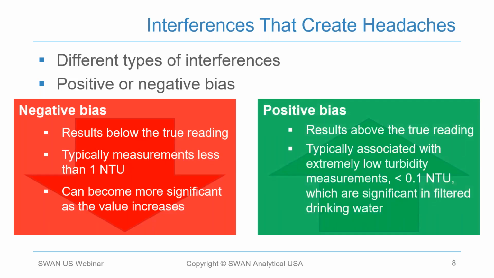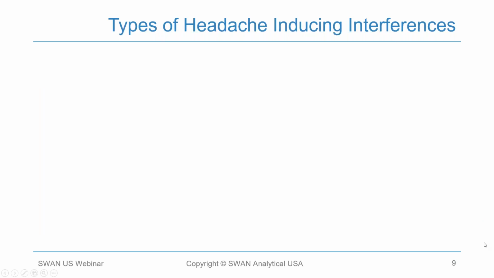Now, when we talk about positive biases, that results in a measurement being above the true reading. And it's typically associated with extremely low turbidity measurements, less than about 0.1 NTU. And these are very significant in filtered drinking water and can impact our bottom of filter readings, our combined filter effluent readings, or even our plant effluent readings. So let's cover off on some of these types of interferences.